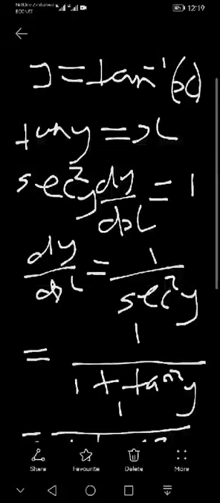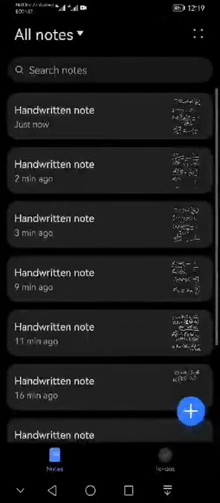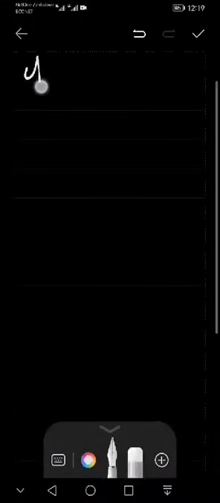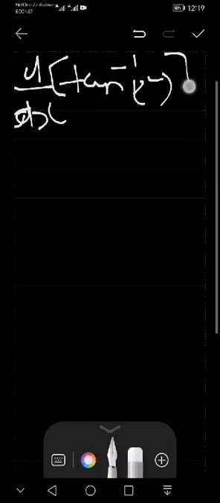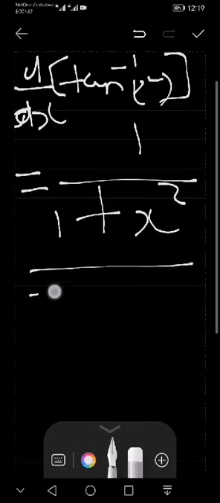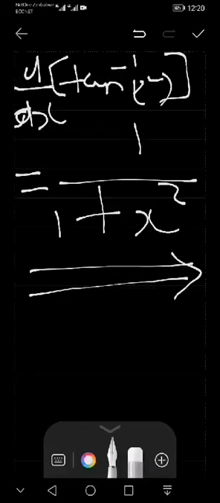So now let's write it finally. We have d/dx of arctan of x is always equal to 1 over 1 plus x squared. Okay, so for this question we are done. So now let's see what's our next question, right?